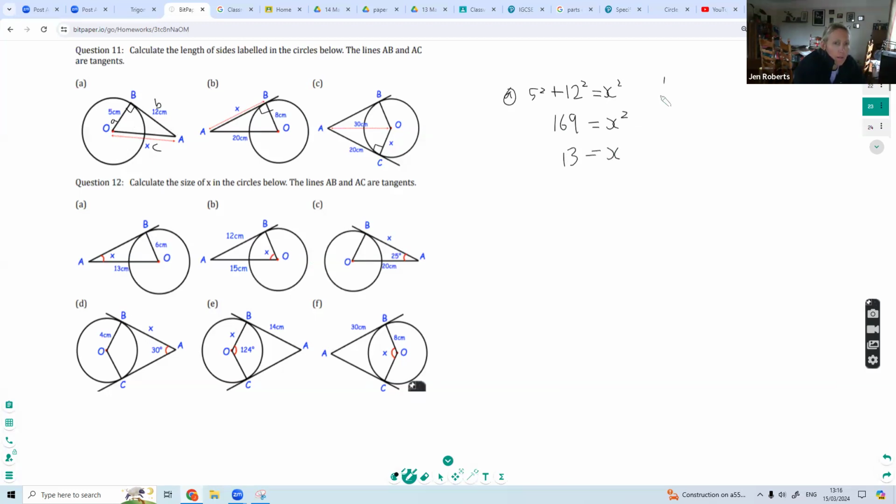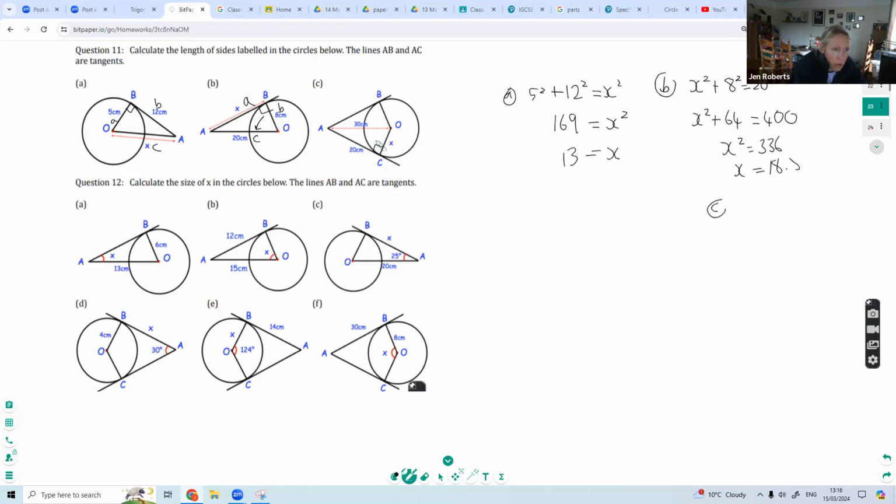Part B. Don't forget your hypotenuse, your C is your 20 this time. So this is x squared plus 8 squared equals 20 squared. Your hypotenuse has to be here, doesn't it? x squared add 64 is 400. So we've got to solve this equation now, haven't we? How do we solve it? We take 64 off both sides, and then square root both sides. 18.3.